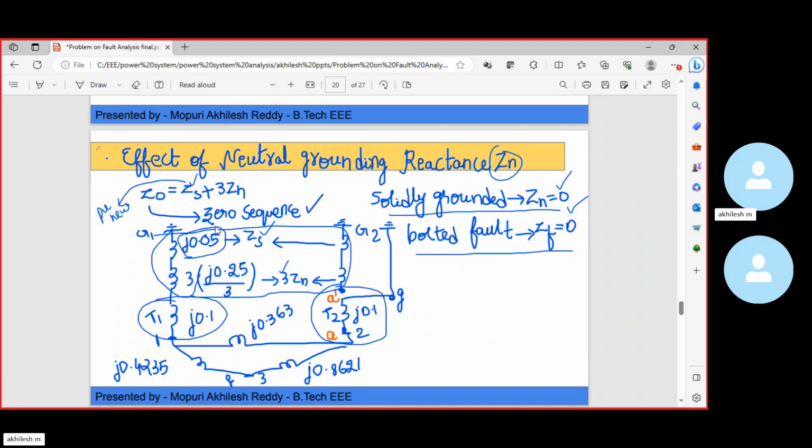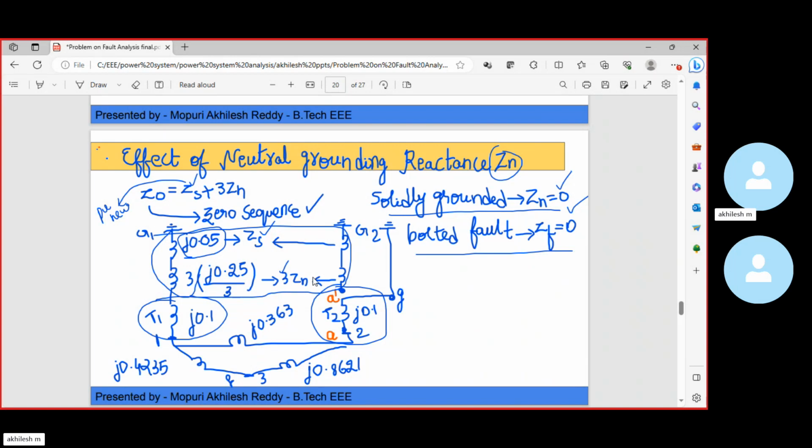The change we need to make when they give grounding reactance is to include 3Zn in series with Zs. That is, along with the new per unit value we have calculated, we need to include the 3Zn in series in the generator reactance diagram. In the generator reactance diagram, along with the new per unit reactance, we need to include 3 times the neutral grounding reactance, 3 into 0.25 by 3, in series with Zs, the new per unit reactance for generator 1 and generator 2. This is the only change.